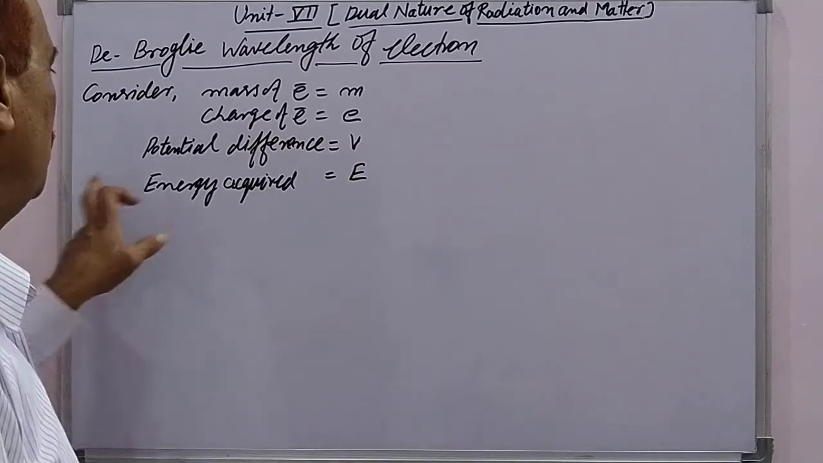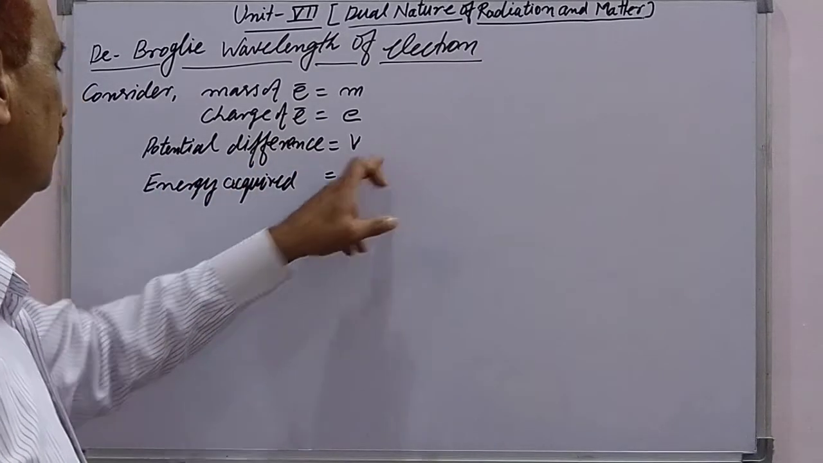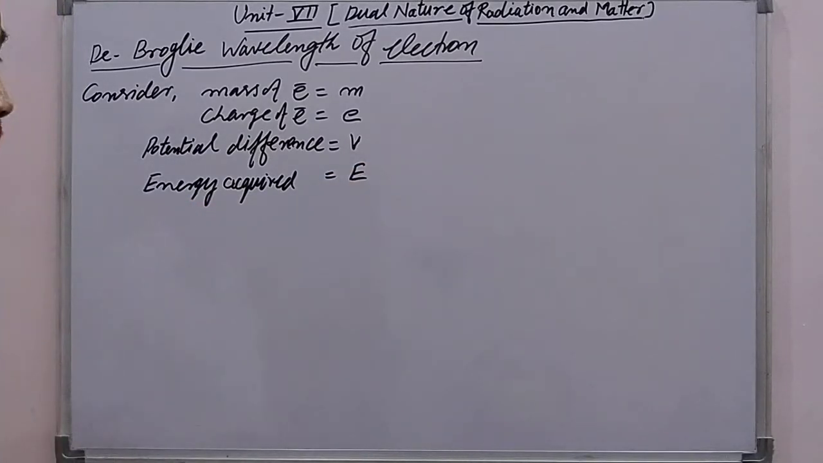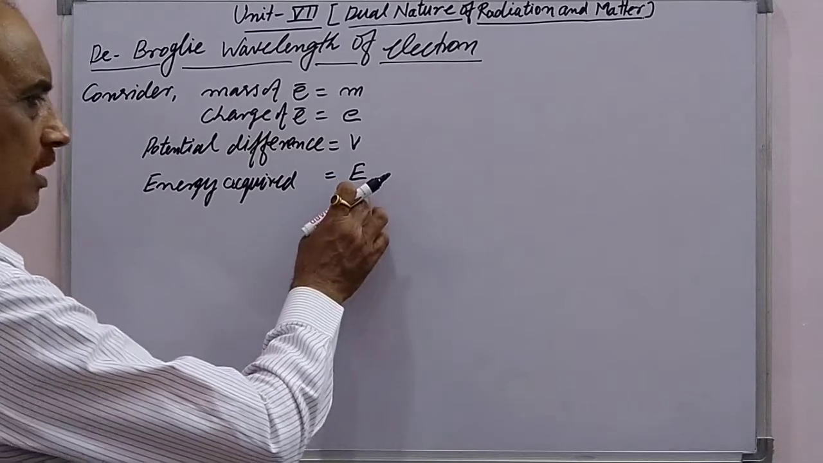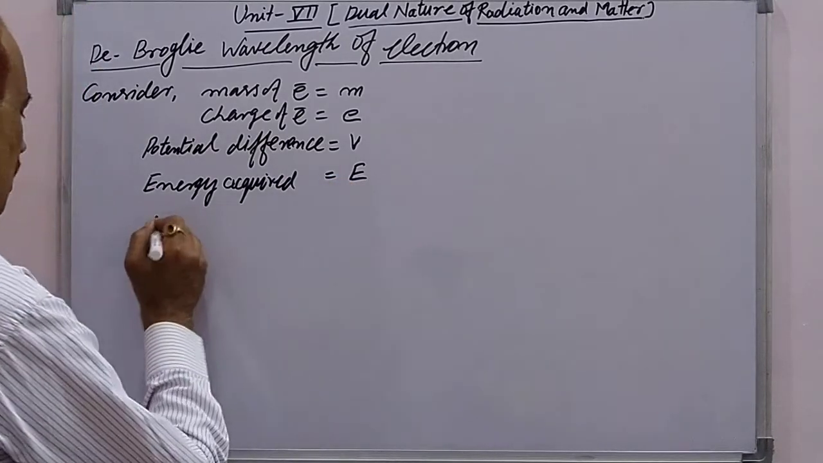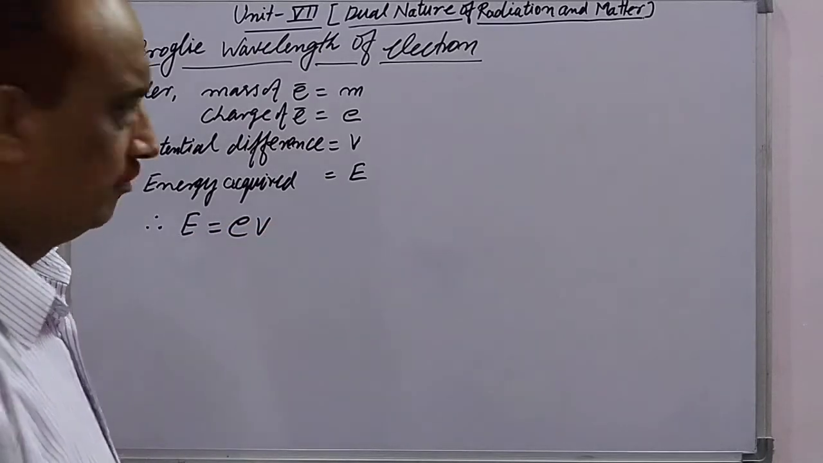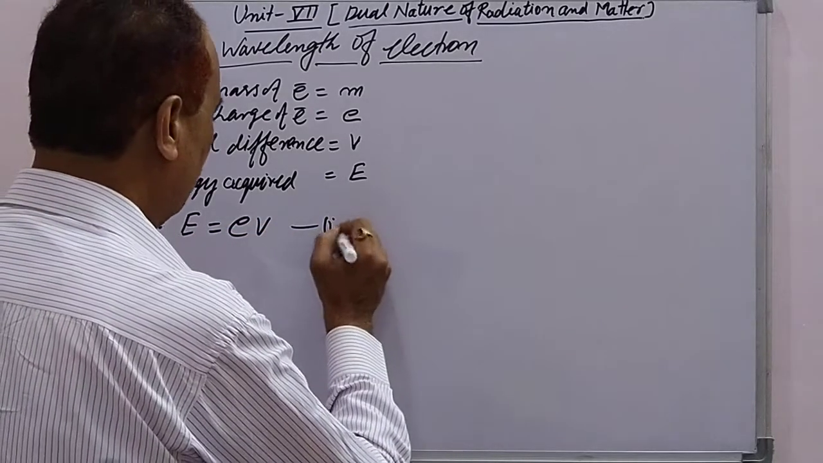and when the electron is accelerated by the potential difference V, the energy acquired by the electron or the particle, say it is equal to E, then the energy E will be equal to eV. This is equation number 1.